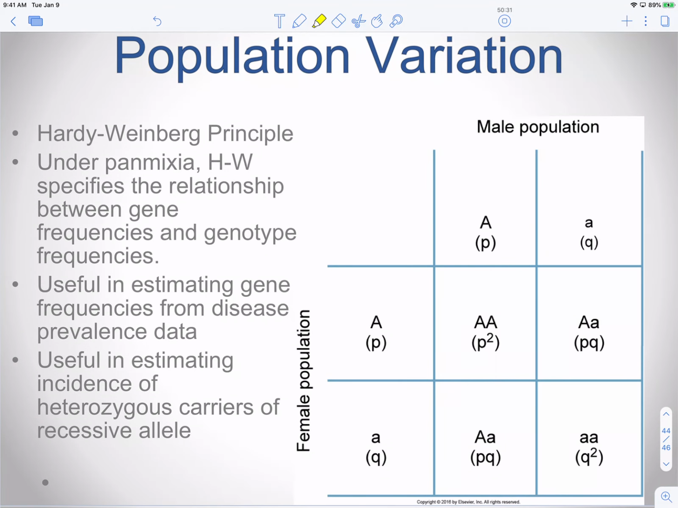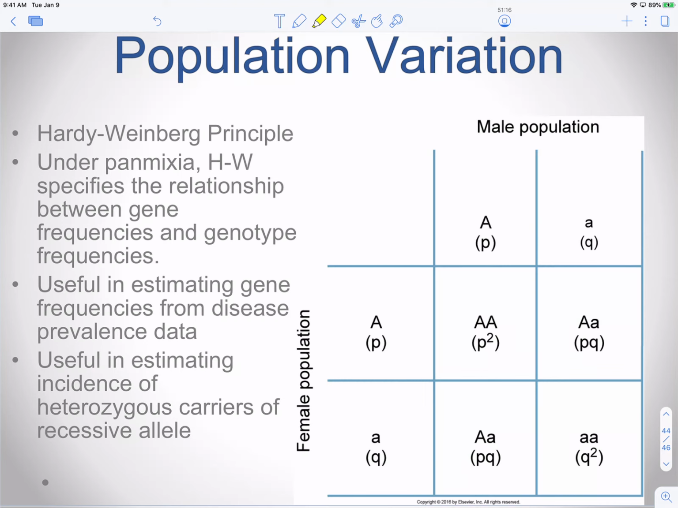Okay, so within any population, you're going to have what's referred to as population variation, the Hardy-Weinberg principle. The Hardy-Weinberg principle is going to specify a relationship between gene frequencies and genotype frequencies, which is going to be useful in estimation and prevalence of disease. And it's also useful in estimating the incidence of carriers of recessive alleles. So again, we started with this lecture talking about how recessive alleles can hide within a population, and so these estimations are important for determining the incidence of carriers of these alleles.